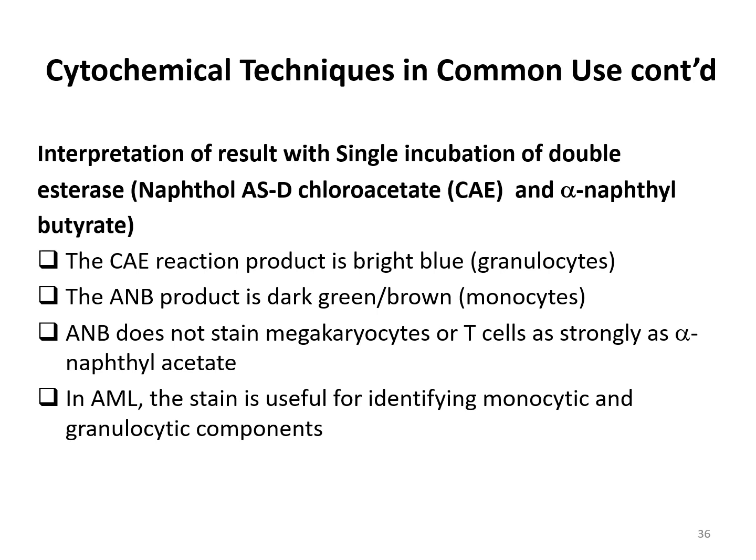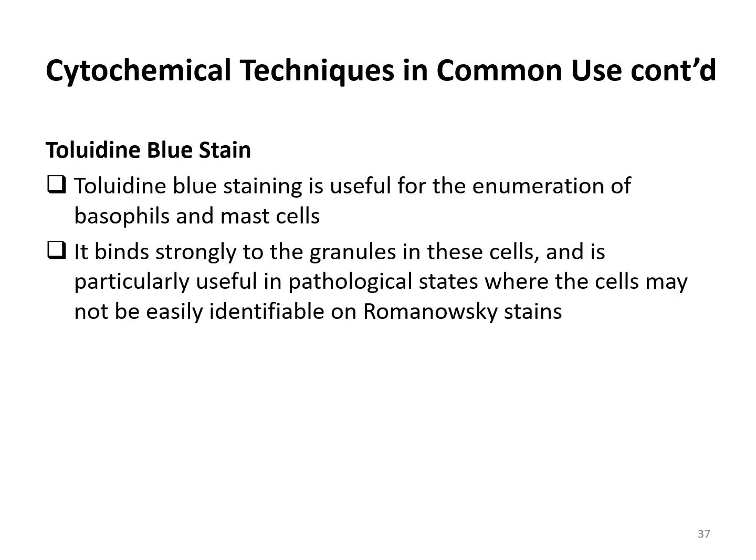Interpretation of results with single incubation of double esterase: the product is bright blue for granulocytes, and it's dark green or brown for monocytes, A and B non-specific. It does not stain the megakaryocytes, and T cells are strongly stained as with alpha-naphthyl acetate. In acute myeloid leukemia, the stain is able to identify the monocytic and the granulocytic components because of this ability to color them differently.